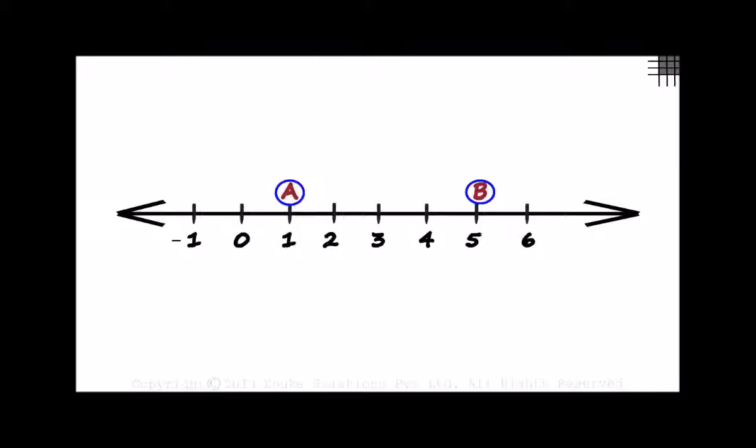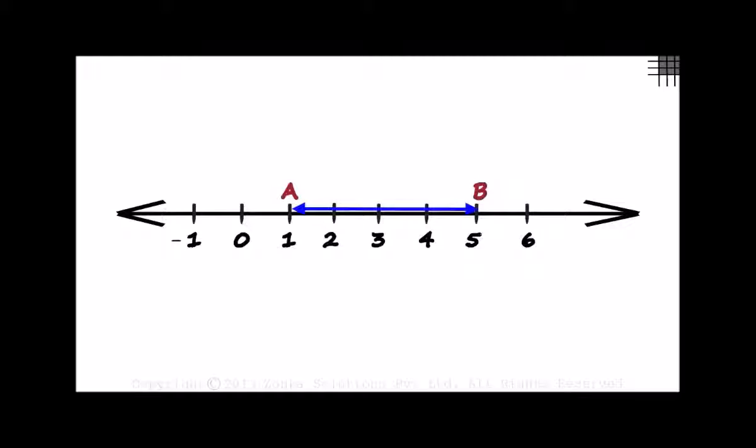One way in which we can figure out the distance is by counting the number of units in between A and B. There are 4 units: 1, 2, 3, and 4. It means that the distance between A and B is 4 units. But this method is tedious if there are many units in between, which tells us that we have to look for an easier way to find the distance.